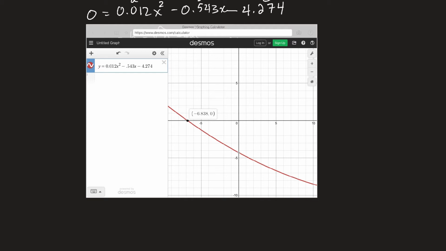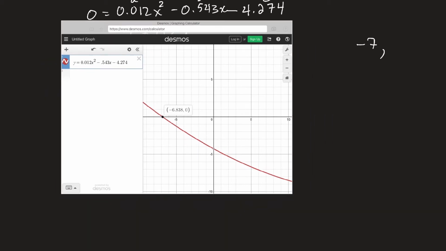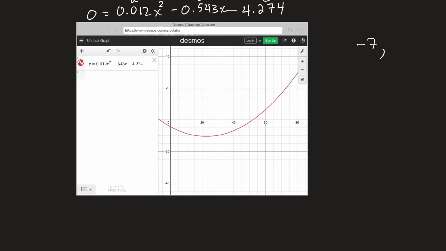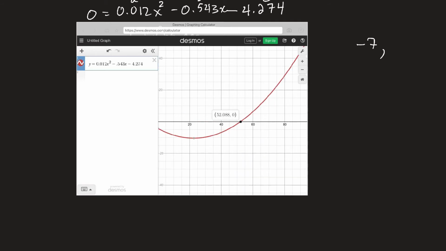So I would call that one minus 7. But that doesn't make any sense in terms of years since 1940. So let's go onto our graph and move it over a bit. Maybe I can shrink it. I'm wanting that point over there, right there. 52.088. So that would be my x value. Try using the quadratic formula and see if you get the same number. You should get pretty well the exact same number.